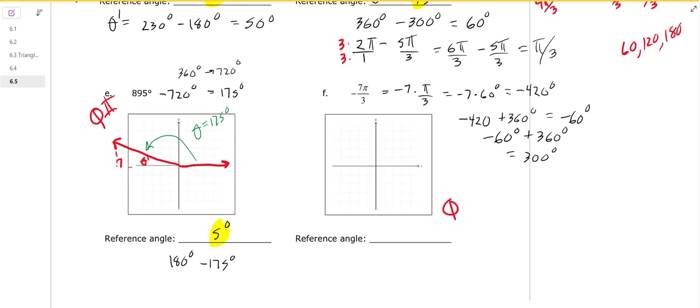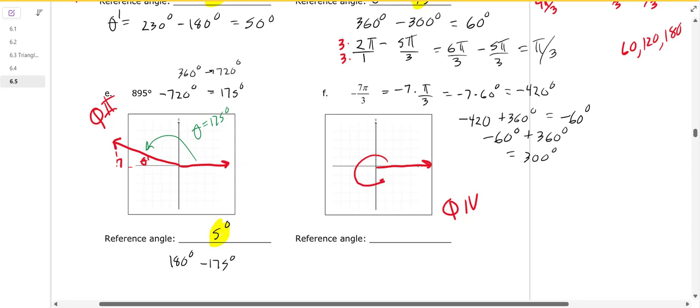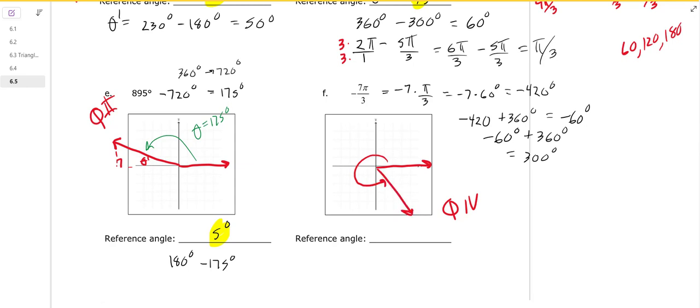So this will put you in quadrant 4. There's your initial side. And here is your terminal ray. And again, I'm not bothering with graphing the negative 420 degree angle. So you've got theta is equal to 300. Okay, that's the coterminal angle.